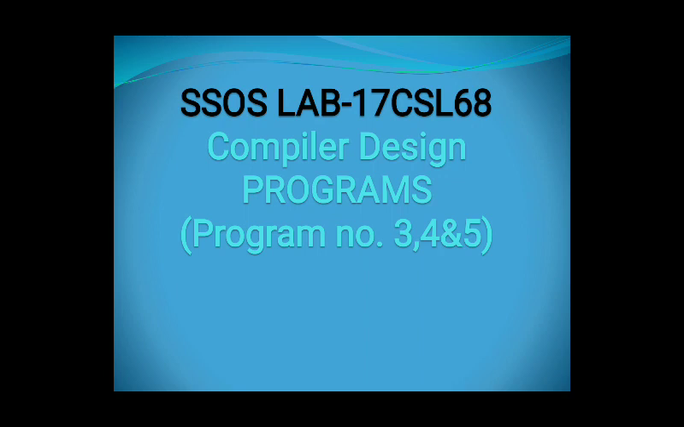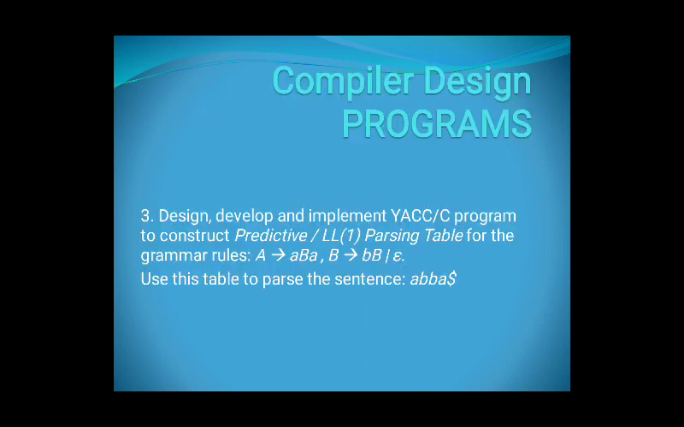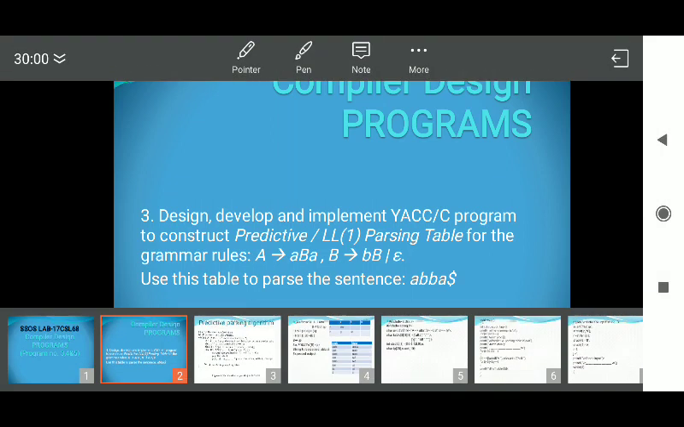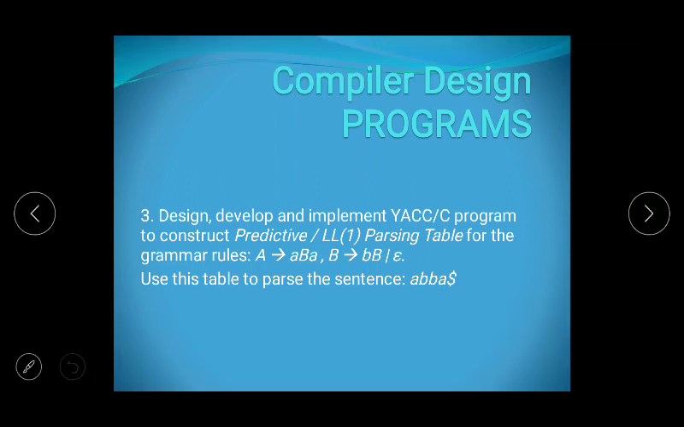And one more thing, we have already studied the topics which are required for program number 3, 4 and 5. Let us see the implementation part. Now the first one, that is the third program: design, develop and implement a YACC program or C program. So we will implement the concept by using a C program to construct a predictive parsing table or LL(1) parsing table for the grammar.